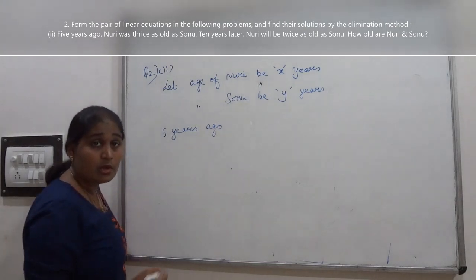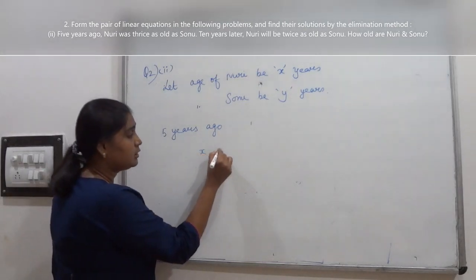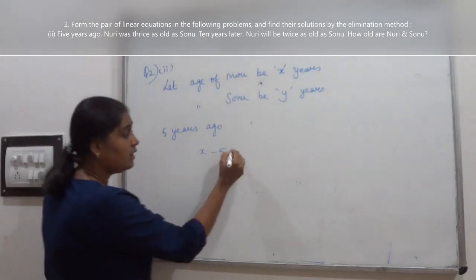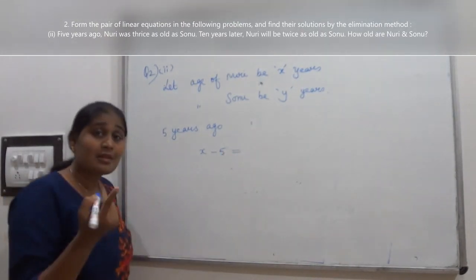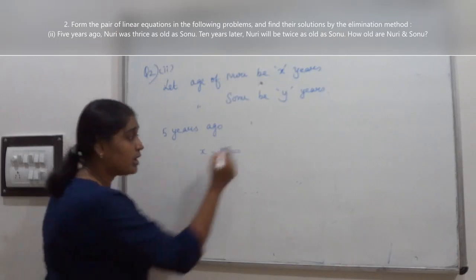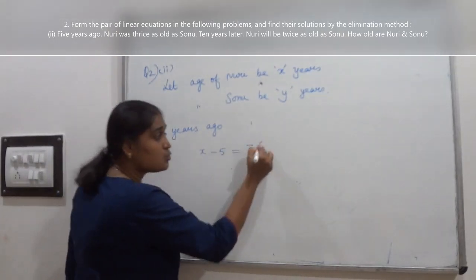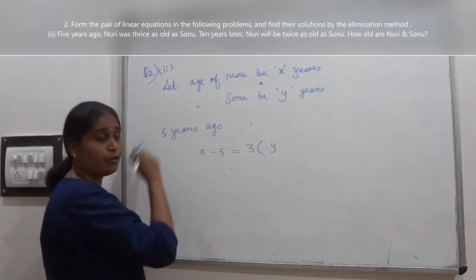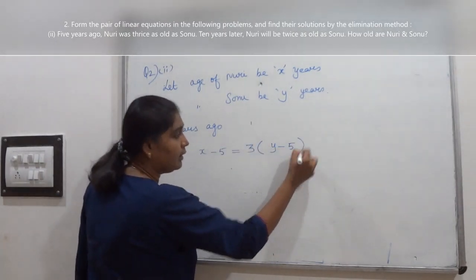Nuri's age will be what? X minus 5. Five years ago, Nuri's age was what? X minus 5, which is equal to thrice as old as Sonu. Thrice means 3 times as old as Sonu. At present, Sonu's age is Y. Five years before, Y minus 5.